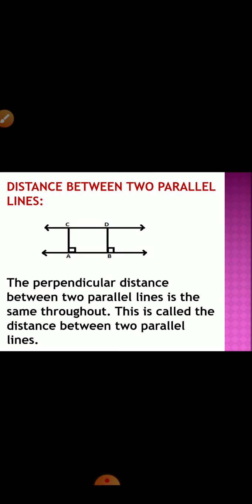Now, the distance between two parallel lines. The distance will always remain the same and it will be a perpendicular distance. So I have drawn two perpendicular lines AC and BD. If you measure with your scale, the distance will remain the same. It will not change and both are perpendicular to the lines. So we can say AC is equal to BD. Thus the perpendicular distance between L and M at the point A is the same as that at B. So this is called the distance between two parallel lines.